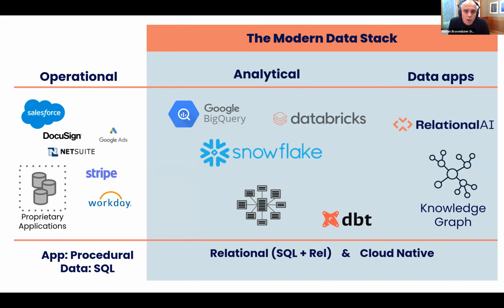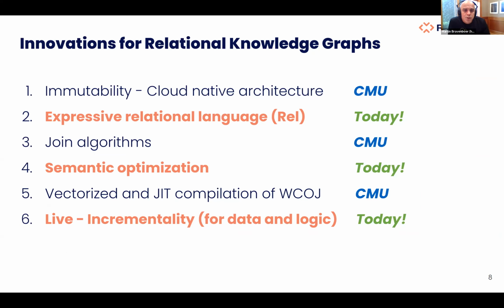Okay, so there are roughly 6 topics where we think we're innovating compared to other systems. The first one is immutability, and that is pretty well covered in the CMU talk, so I'm mostly not going to talk about that. We have an expressive relational language, REL, which I'm going to cover a little more today than we have before. We use novel join algorithms, the worst case optimal join algorithms that Gabor just mentioned. Those were pretty well covered in the CMU talk, and I'm going to try to not cover those.